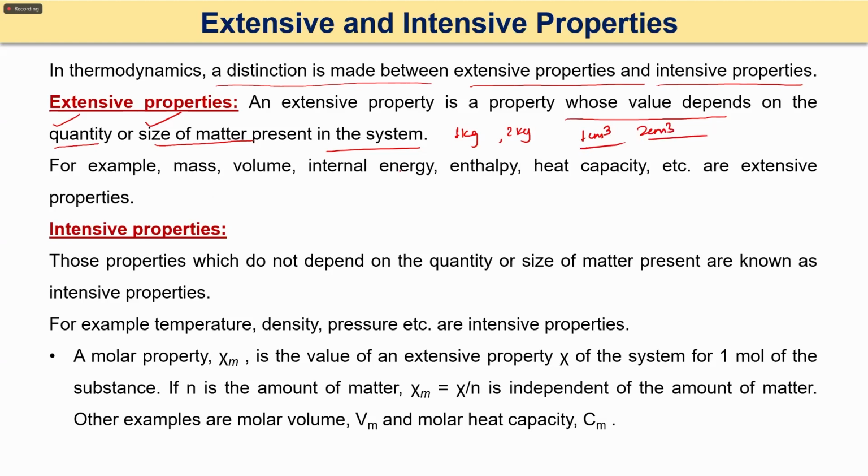So these are the properties whose value depends on the quantity and size, and they will be called extensive properties. For example, mass. Mass is a quantity, so it depends on the quantity, so it will be an extensive property. Volume is also an extensive property.